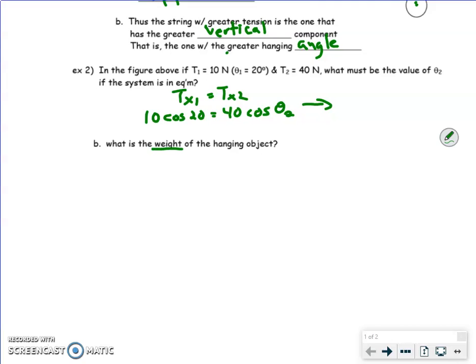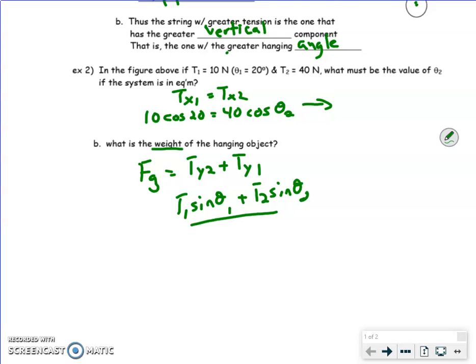And then if I ask what's the weight, that weight, Fg, we know is balanced by the vertical. So it's Ty2 plus Ty1, which is T1 sine theta 1 plus T2 sine theta 2. Once you have theta 2, you can plug in numbers. And again, you can check your answers. Okay, the next tutorial we'll do the second page of the notes, which is kind of similar to this, but a different situation.